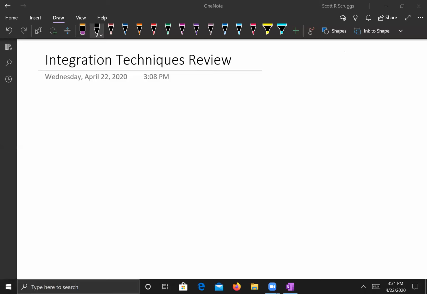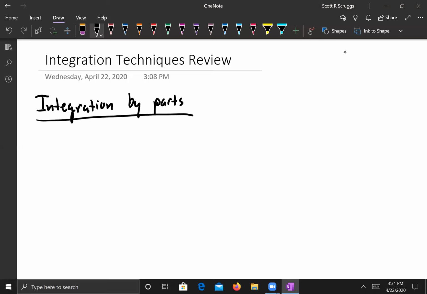So let's get back to the good old days where we talked about integration techniques. And the first integration technique we've ever talked about was the one that we had back in test 1, which was integration by parts. And keep in mind that to know when to use integration by parts, in general, is going to be integrals of this form.